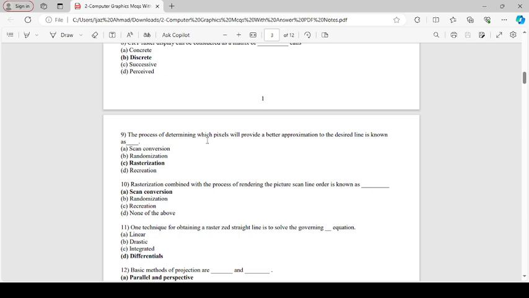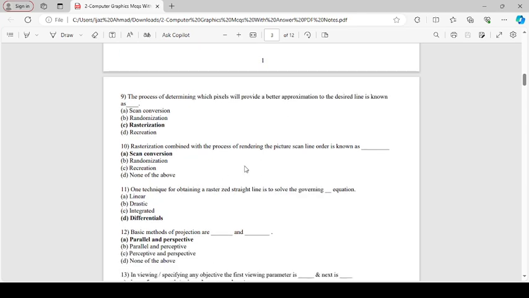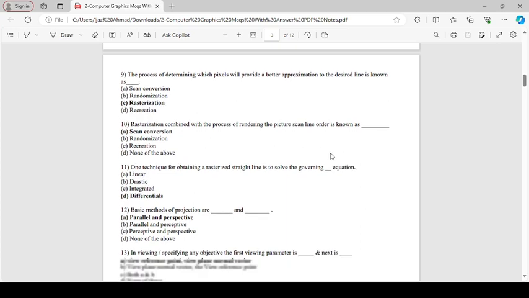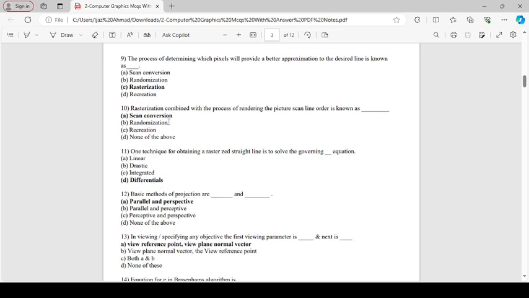The process of determining which pixel will provide a better approximation to the desired line is known as rasterization. Rasterization combined with the process of rendering the picture in scan line order is known as scan conversion. One technique for obtaining a raster straight line is to solve the governing differential equation.